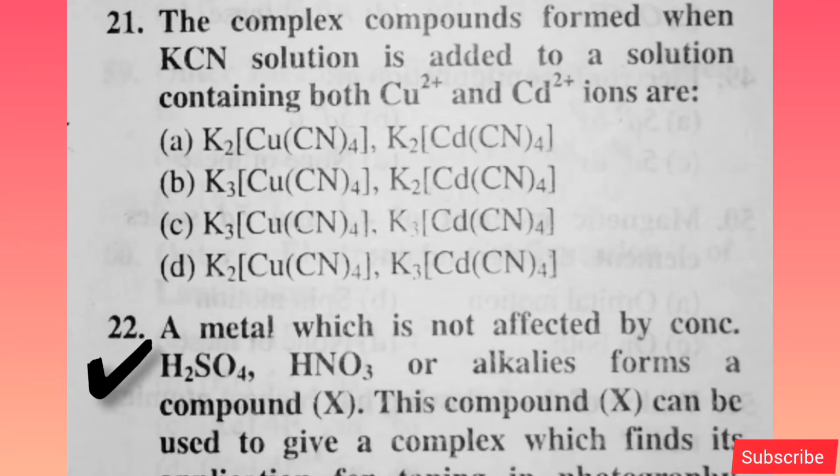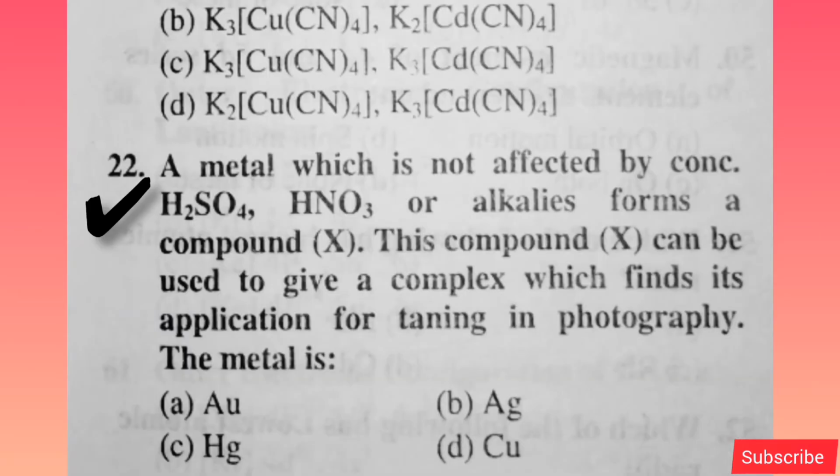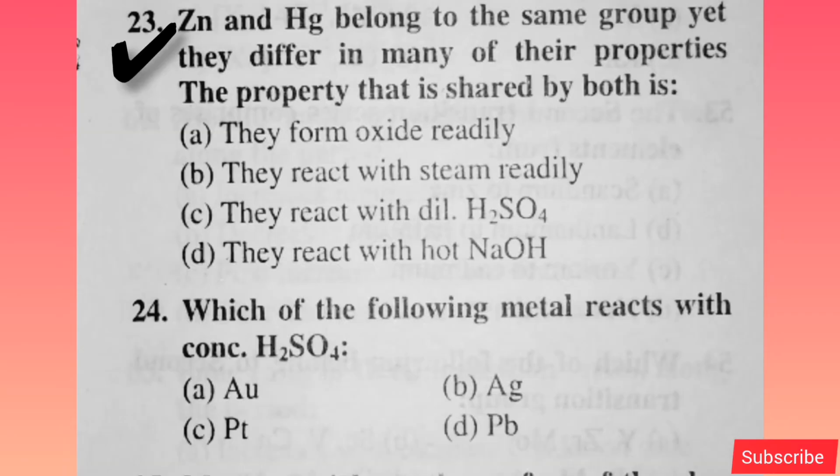A metal which is not affected by concentrated H2SO4, HNO3 or alkalis forms a compound X. The compound X can be used to give a complex which finds application in toning in photography. The metal is Au. Option A is correct. Zn and Hg belong to the same group yet they differ in many of their properties. The property shared by both is they form oxide readily. Option A is correct.